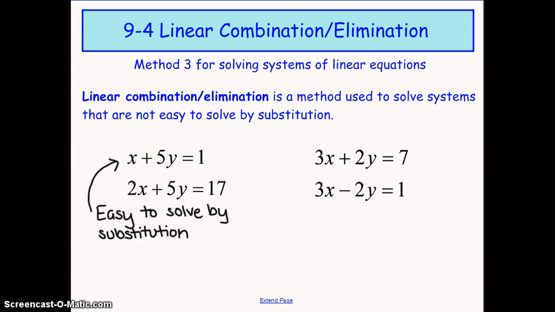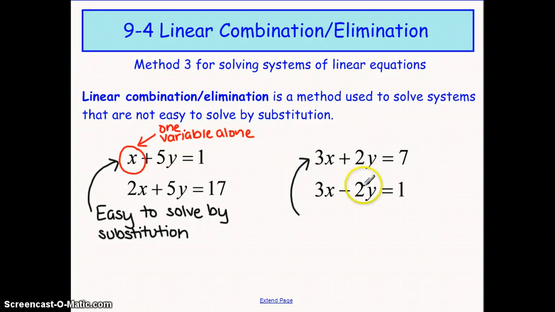This first system is an example of a system that is easy to solve by substitution. And the reason it's easy to solve by substitution is because one of the equations in the system has one variable that's already alone. Having that one variable alone in the first equation makes it really easy to solve that equation for x. However, the second example is harder to solve by substitution.